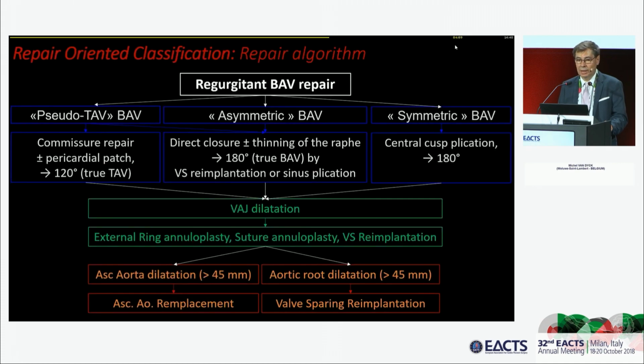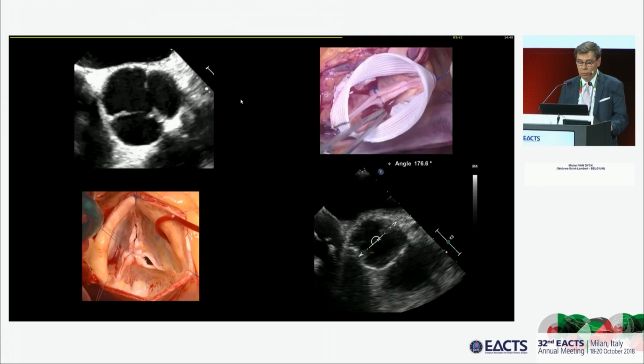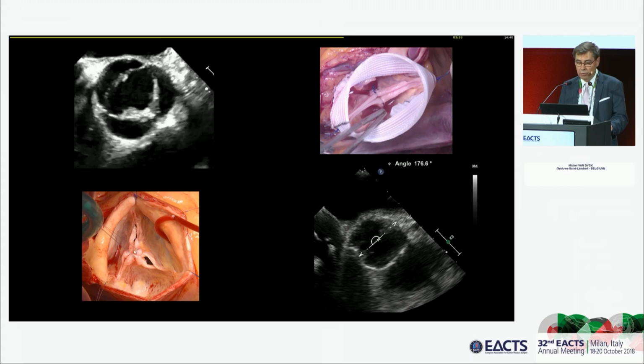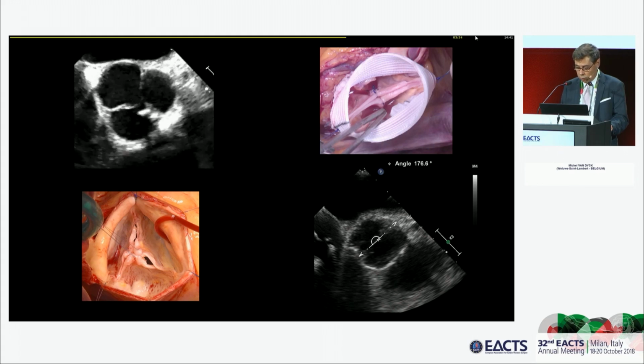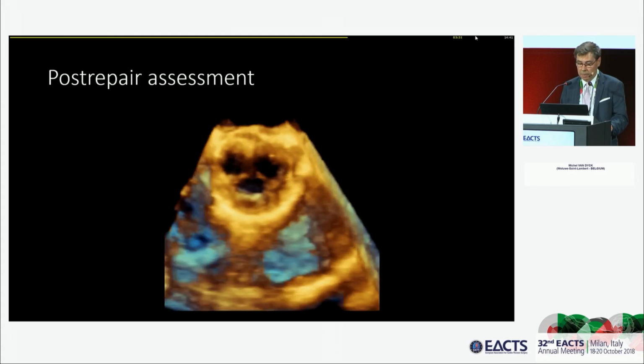So looking at the angle and looking at these valves helps the surgeon to decide which kind of repair he will apply to the valve. With a pseudo-tricuspid bicuspid valve, maybe he will consider commissural repair, a pericardial patch, and render this valve tricuspid, while in a symmetric one, he will end the surgery by rendering the valve with a 180 degree orientation. So it can help the surgeon to decide to keep the valve tricuspid or to render the valve tricuspid at the end of the repair, or to orient the two commissures at 180 degrees.